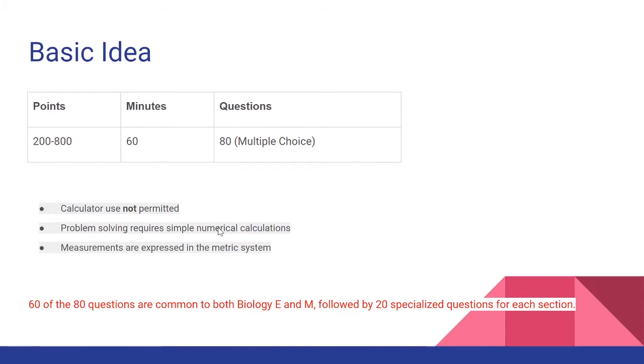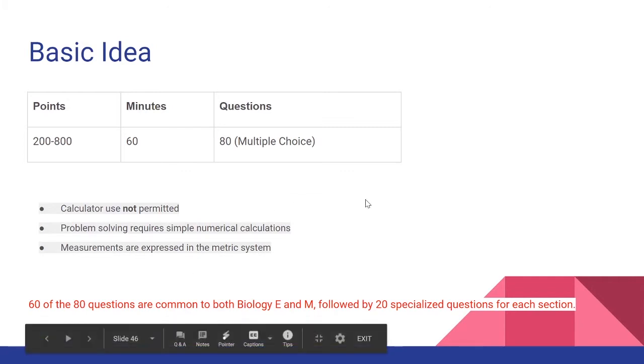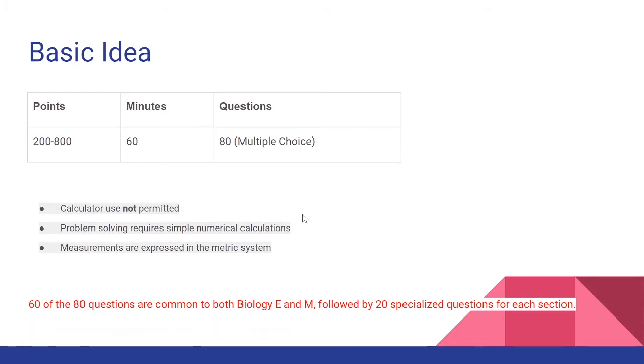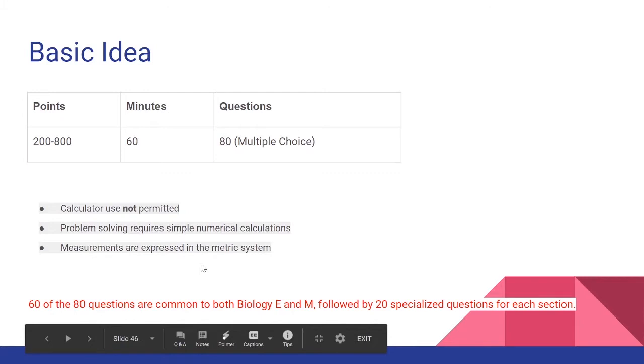Calculator is not permitted. I know you don't really need a calculator much in biology, but ideally have some mental math skills to take care of, I think, the populations and ecology part of it, because there's a tiny bit of math, just very little. Problem solving requires simple numerical calculations, so it's not crazy numbers you've got to deal with. You don't have to divide 548 by 18 or stuff like that. It's very simple calculations, but make sure to have your mental math skills there. You're gonna need them. Measurements are expressed in metric system.